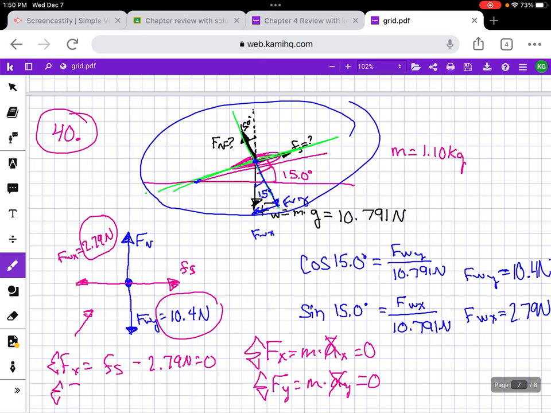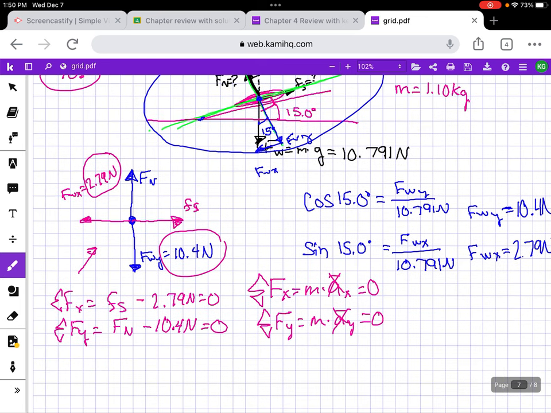And then the one that we were actually looking for in this problem is the force normal, which is acting up, minus 10.4 newtons, which is the force weight in the y, is equal to 0. That tells me my force normal should be 10.4 newtons. Again, just looking at it as an algebraic solution, you add 10.4 newtons to both sides, and you get that force normal is equal to 10.4 newtons, which is what you were looking for.